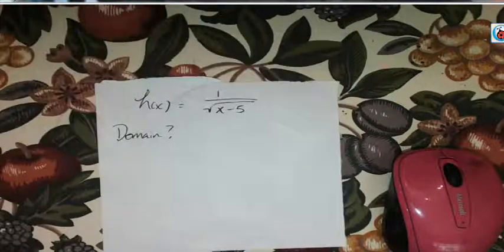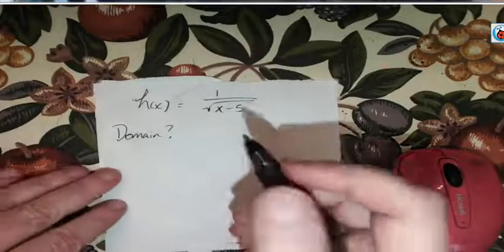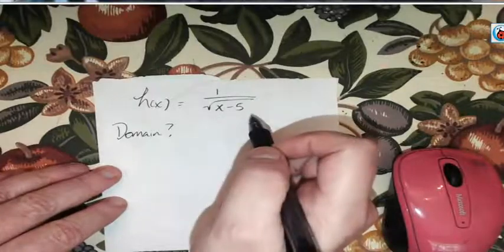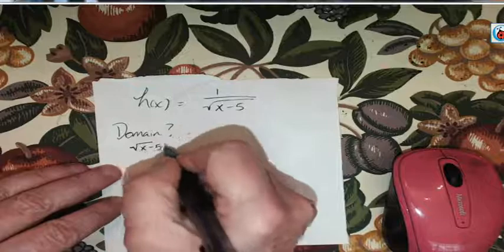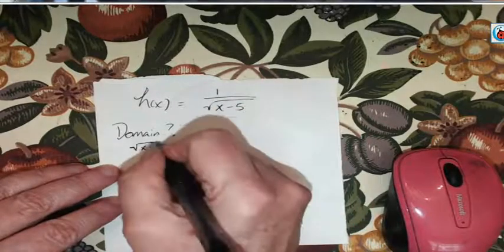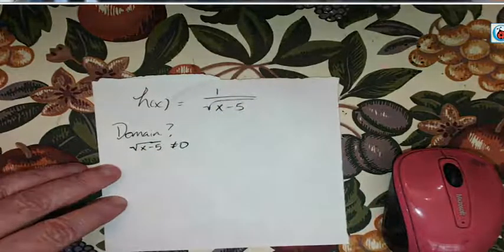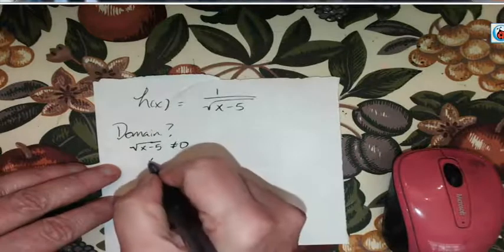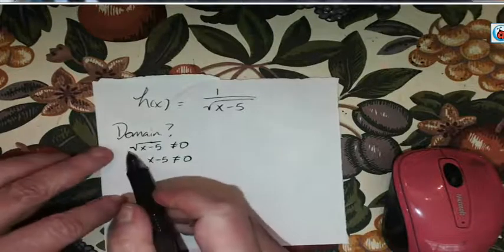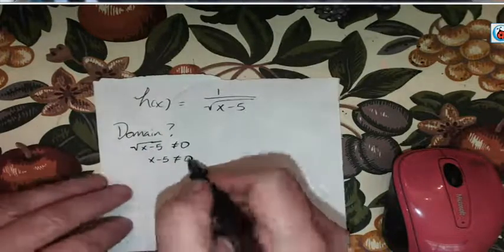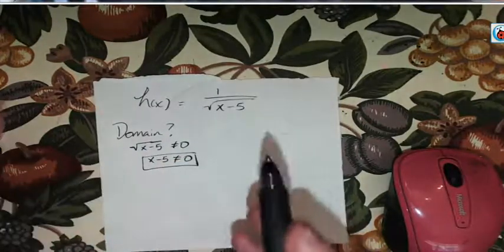And finally, what's the domain for this? Well, what do we have here? We have 2 restrictions. Okay, we have a fraction. So because this is a fraction, whatever's in the bottom is not allowed to be 0. That means x minus 5 is not allowed to be 0. Because what's the square root of 0? It's 0. That's one restriction, because it's a fraction.